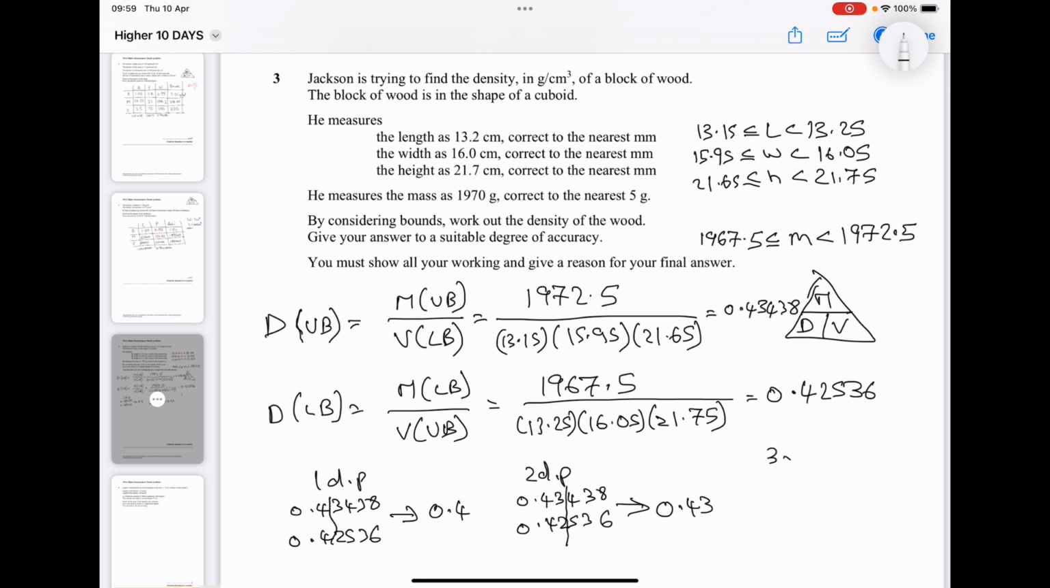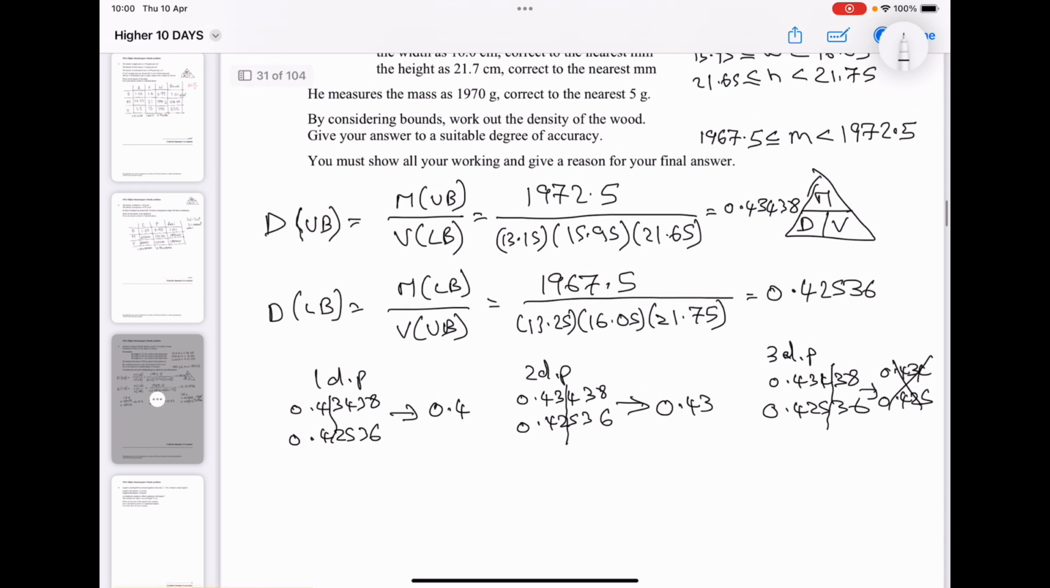If I do 3 dp, then I've got 0.43438, 0.42536, 3 dp, I've got 0.434, and I've got 0.425, so that doesn't work. So both round to 0.43 to 2 decimal places. There you go, done.